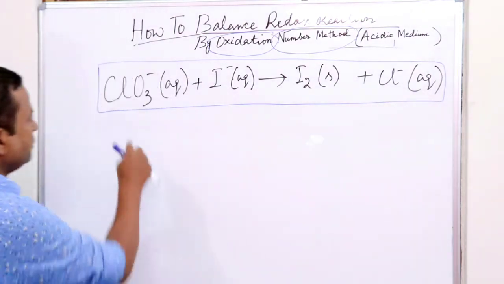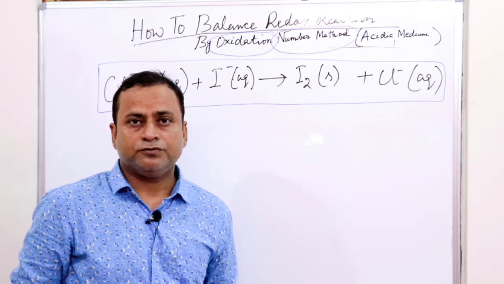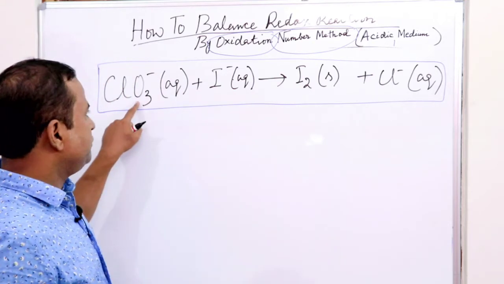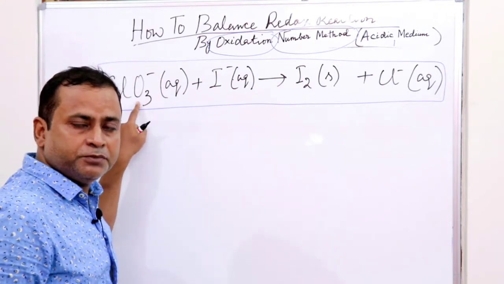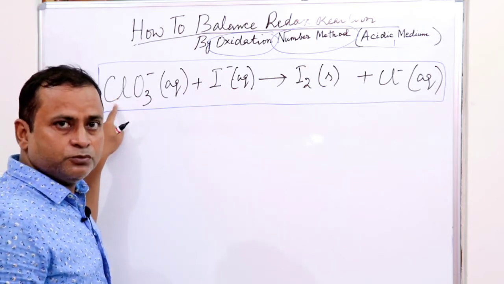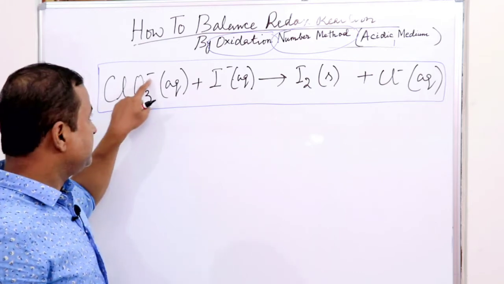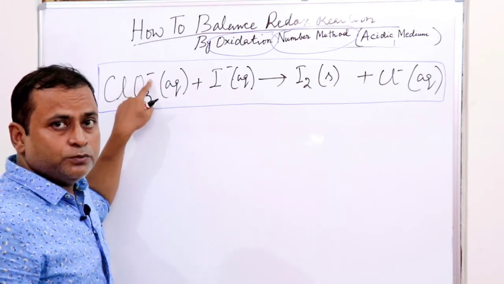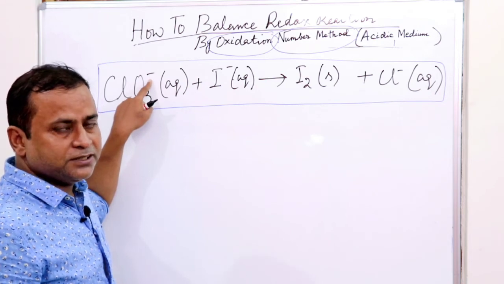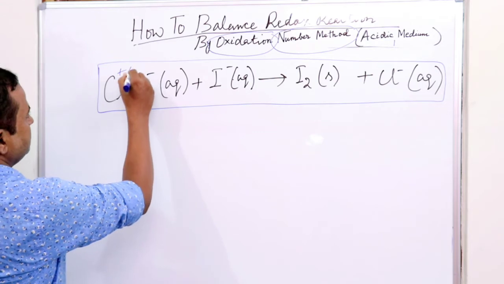You know that oxygen is assigned an oxidation number of -2. So there are 3 oxygen atoms, so 3 multiplied by -2 is -6. We assume the oxidation number of chlorine to be x, so x minus 6 equals -1, that is x is equal to -1 plus 6, that is plus 5. So the oxidation number of chlorine is plus 5 here.